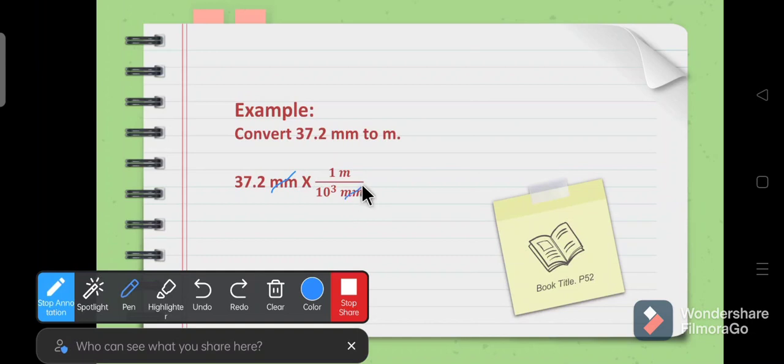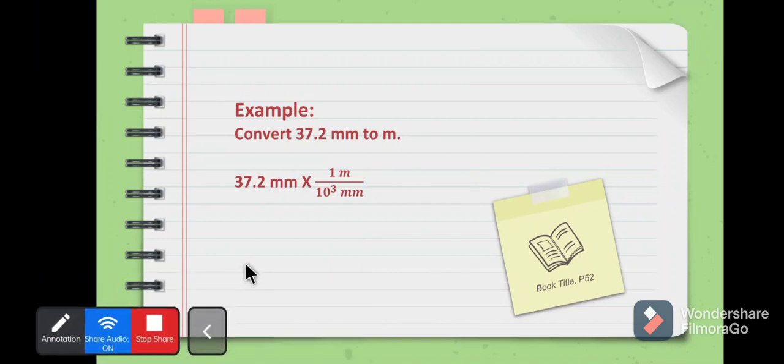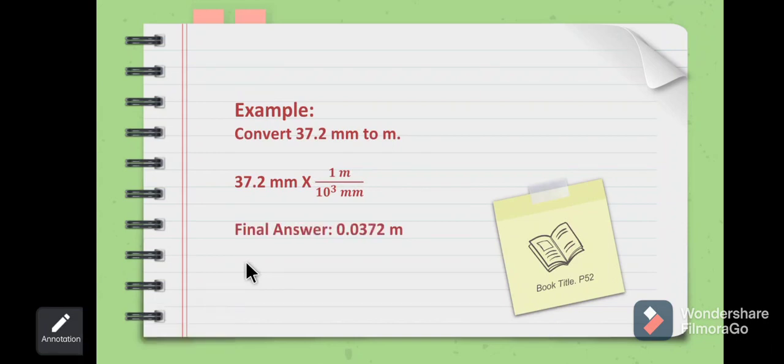Cancel out millimeter, and the final answer will be 0.0372 meter.